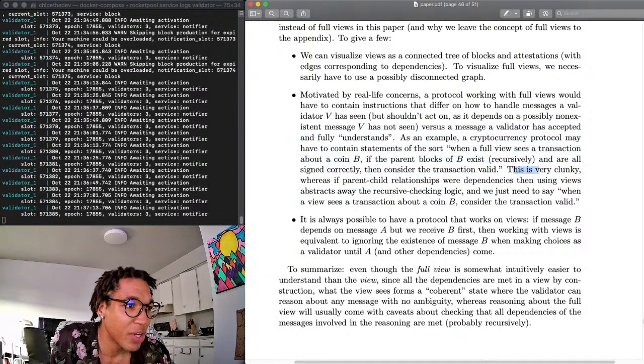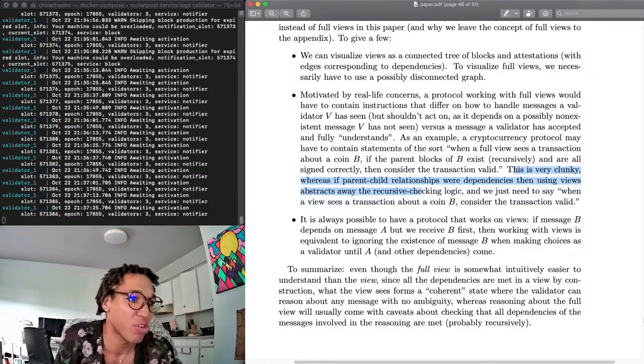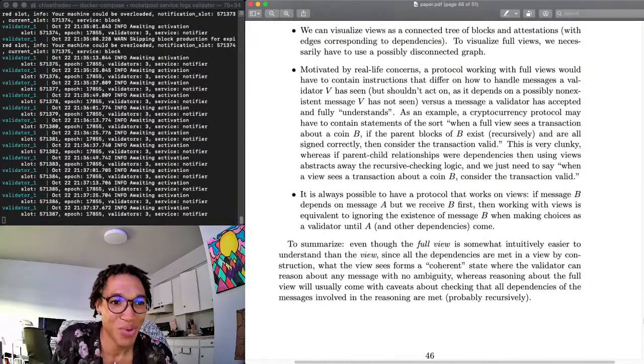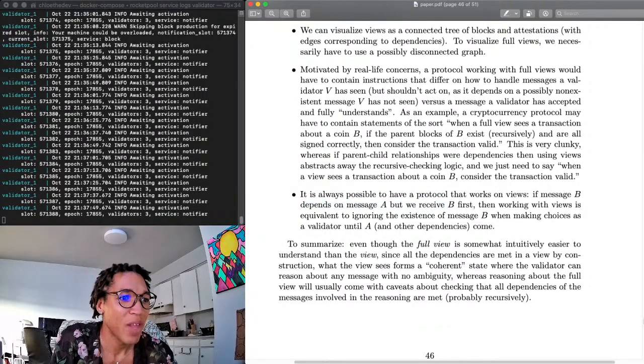Anyways, this is very clunky, whereas if parent-child relationships were dependencies when using views, this abstracts away the recursive checking logic, and we just need to say, when a view sees a transaction about a coin B, consider the transaction valid. We'll see what happens as ETH2 gets to transactions. It is always possible to have a protocol that works on views: if message B depends on message A, but we receive B first, then working with views is equivalent to ignoring the existence of message B when making choices as a validator until A and other dependencies come.